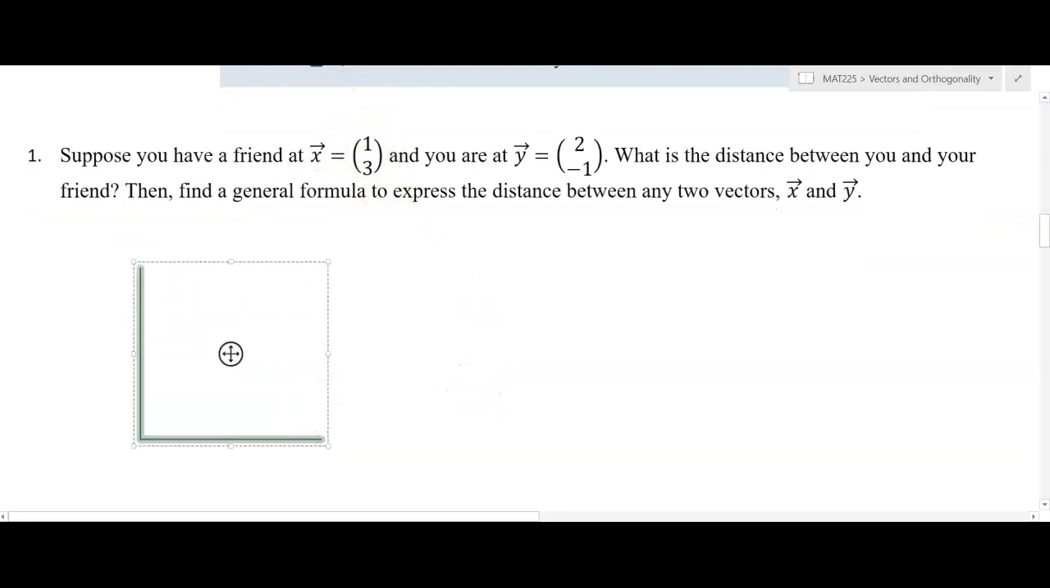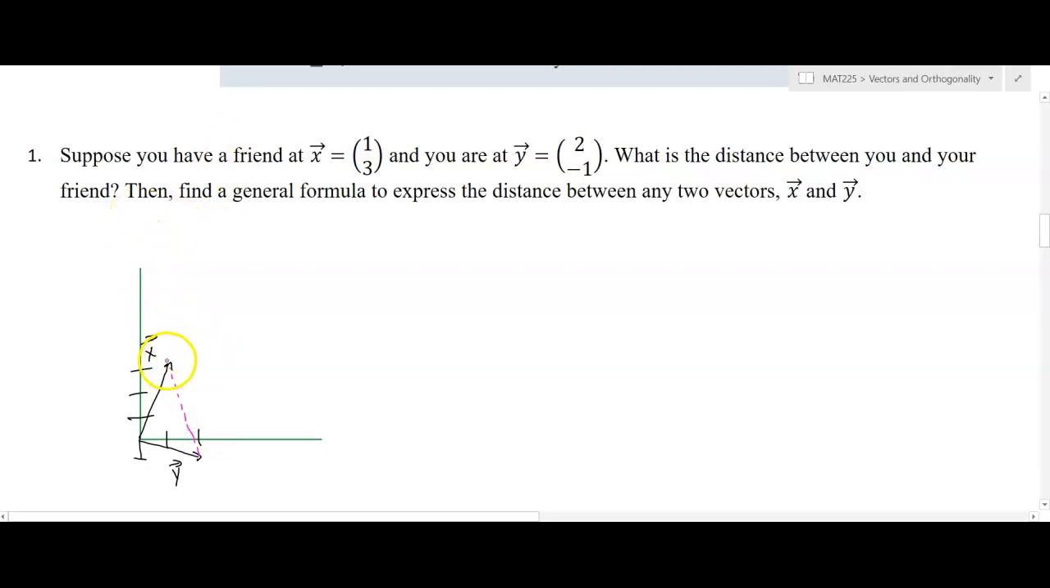So here is a representation of our 1, 3 vector. So 1, 1, 2, 3. There's the 1, 3 vector. There is x. And then y is the vector 2, negative 1. So 2 and then negative 1 unit down here. And we want to know how far apart these two vectors are. In order to do that, we need to think about the distance between them as the distance between the two tips right here.